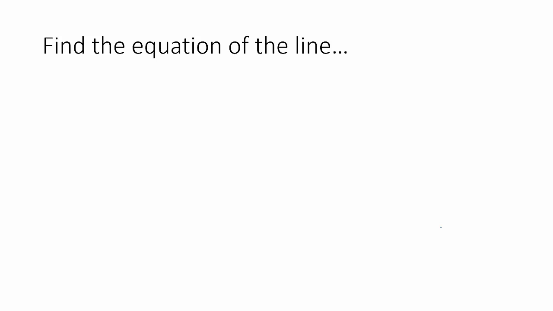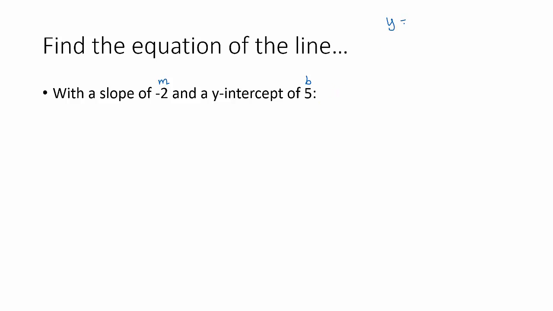Well, we can also find the equation of lines given certain information without even looking at the graph. Let's say we want an equation of a line with a slope of -2, slope is m, and a y-intercept of 5. Well, the y-intercept is b. Well, we know the equation of a line is y equals mx plus b. So it must be y equals m, the slope, -2, x, plus a y-intercept of 5. And so this is the equation that has a slope of -2 and a y-intercept of 5. Y equals -2x plus 5.